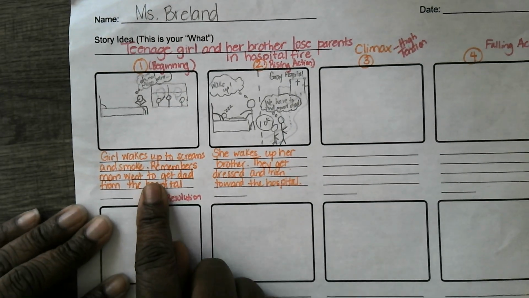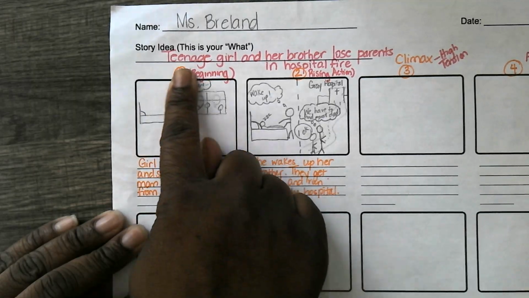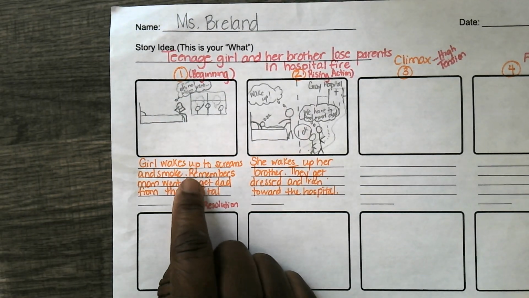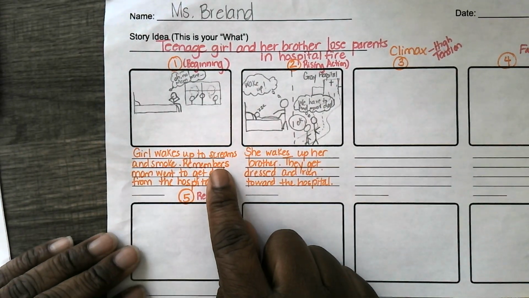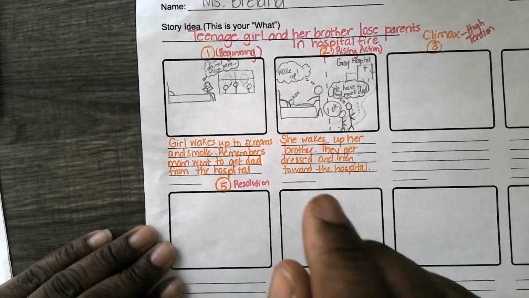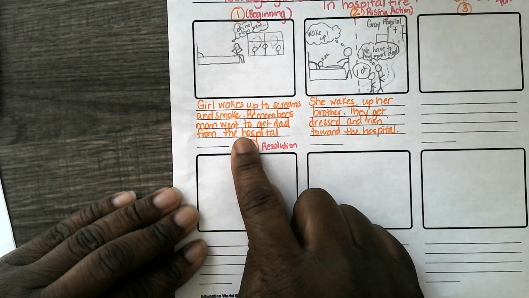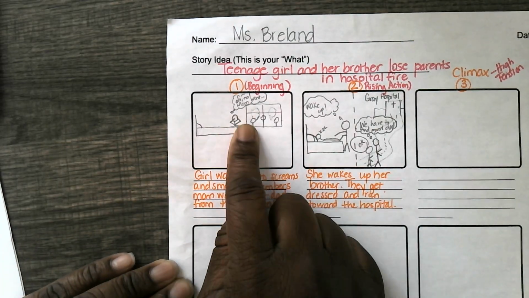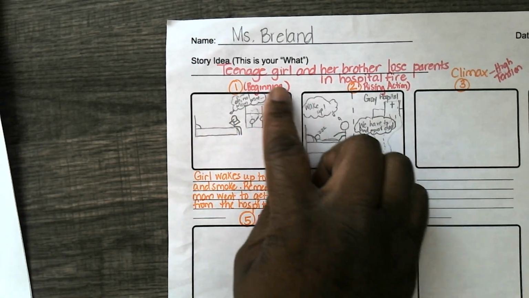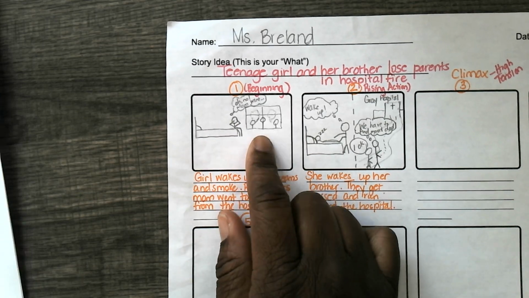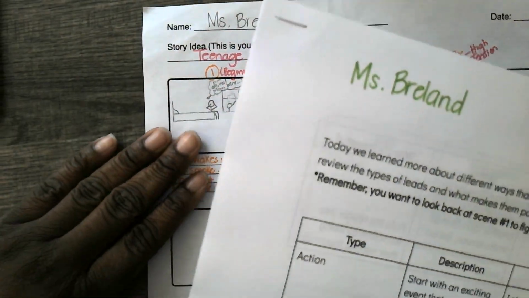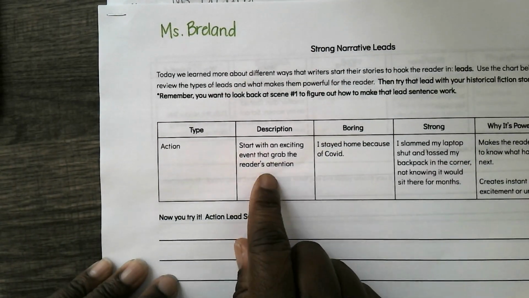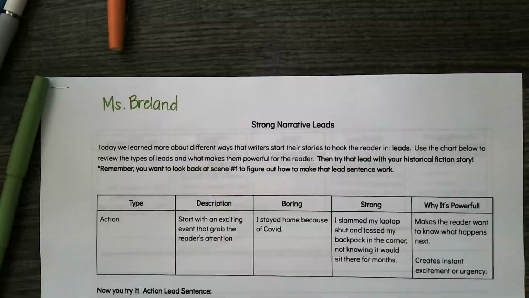And so in my first scene, this is the only thing that I need to use to help me produce a strong narrative lead here. In my first scene, the girl wakes up to screams and smoke, and she remembers that her mom went to get her dad from the hospital, and there's a visual part of that. And so I'm thinking about this scene and how this is the main thing happening in it because it's the beginning of my story, and I'm going to use this information or frame of reference for when writing the different types of leads that we have, and I'm going to go through those.